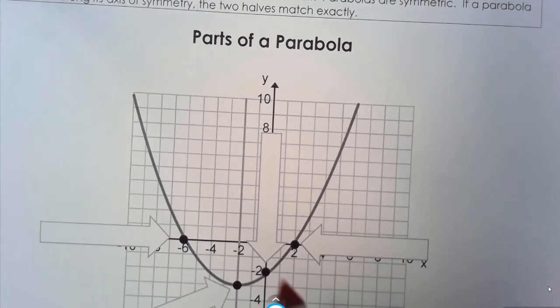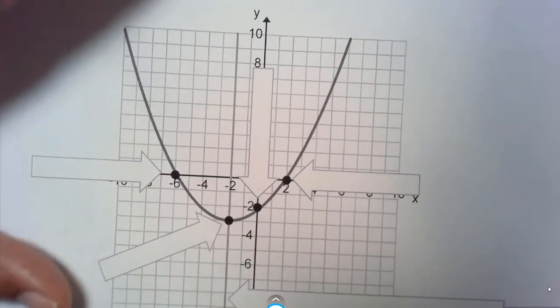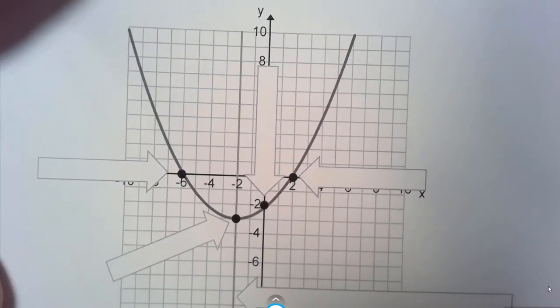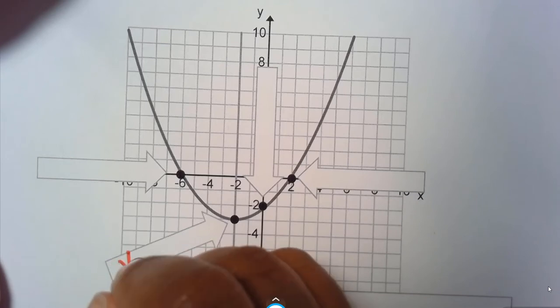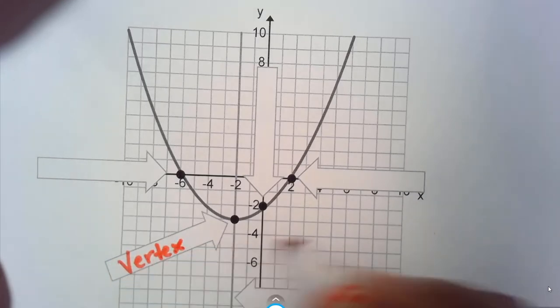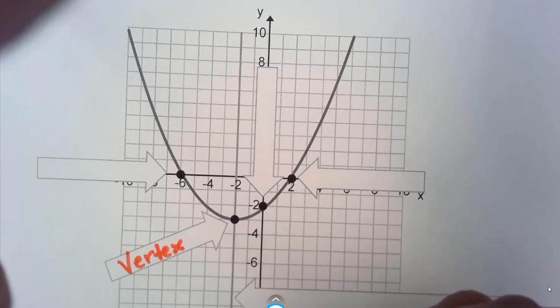Well, when we look at the vertex, when the parabola opens upward, the vertex will be the lowest point in the graph here. So as we look at this example, since this parabola opens upward, the lowest point, which is called the vertex, is at -2, -3. That will be our vertex of this parabola.